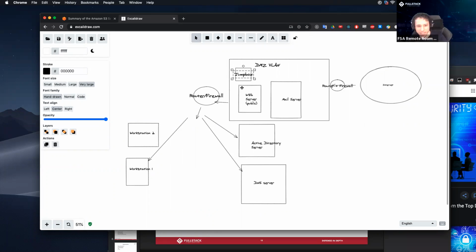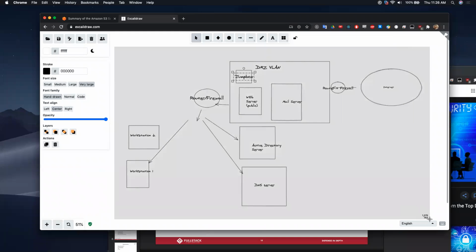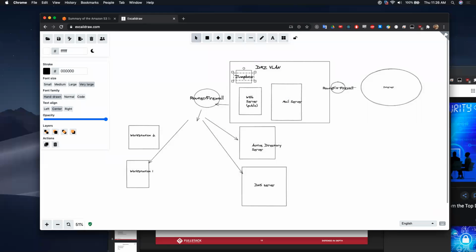I could take a screenshot of it for sure. Let's do that. Wouldn't you also want to segment the workstations from the other two servers as well? Wouldn't that be like, because they're workstations? Maybe. So maybe, right? I don't know for this specific example.